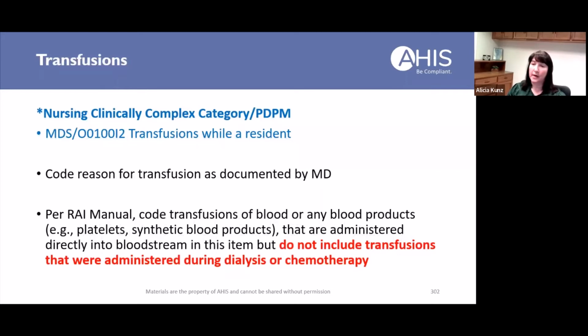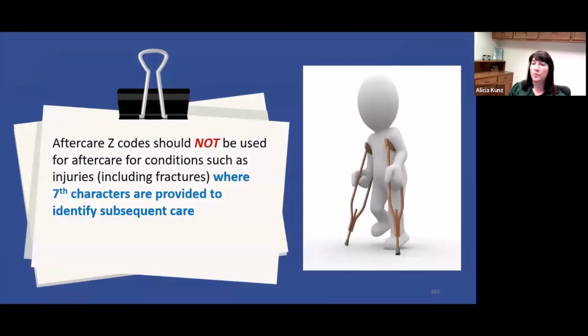Transfusions can impact your nursing category, and that's also a checkbox on section O of the MDS. You're going to code the reason for the transfusion, and we do not include transfusions that were administered while the resident was at dialysis or chemotherapy. So just be aware of that requirement. And I think this is, I don't know, the 20th time I've mentioned this, but aftercare Z codes should not be used for aftercare for conditions such as injuries, including fractures, where 7th characters are provided to identify subsequent care.